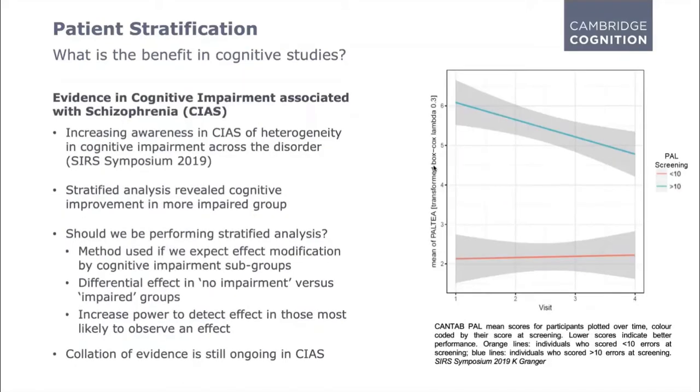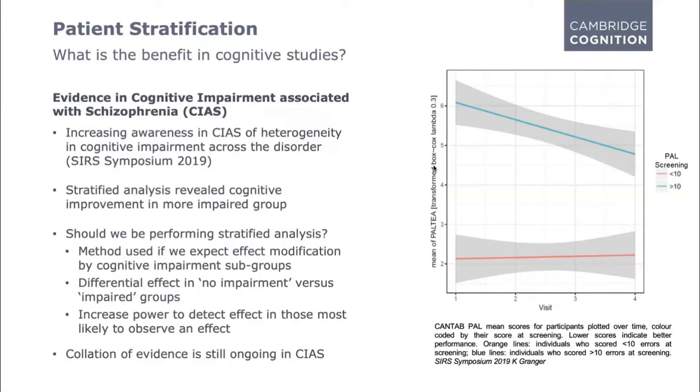There are also other areas in which there's more of an interest in performing patient stratification. Increasingly in cognitive impairment in schizophrenia, there is awareness of that heterogeneity in cognitive impairment across individuals with the disorder. And more recently, there's been some research that has suggested that by performing a stratified analysis, a cognitive improvement was observed in those that have shown the highest level of impairment.